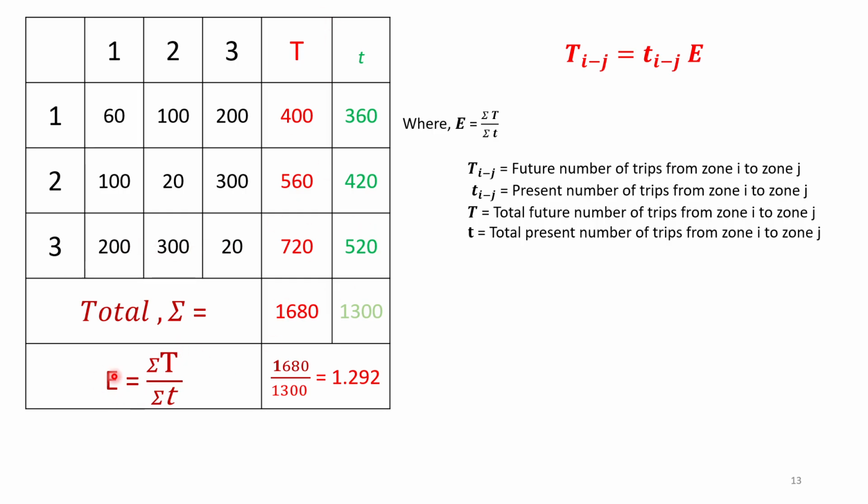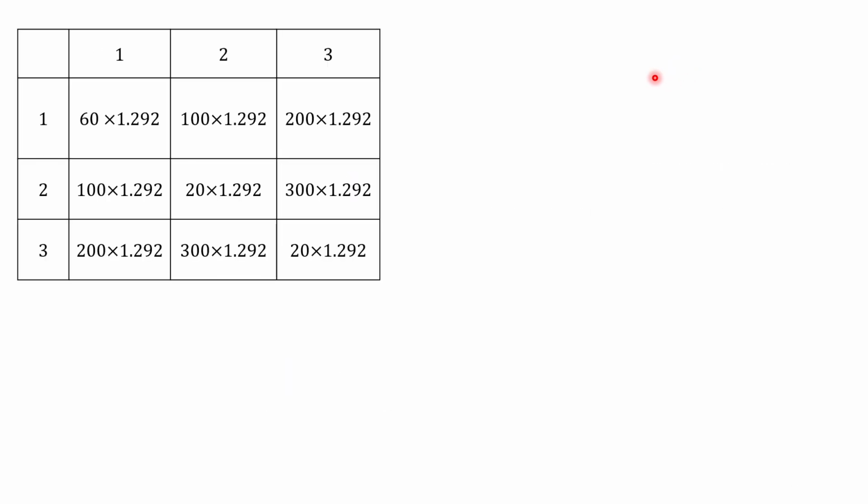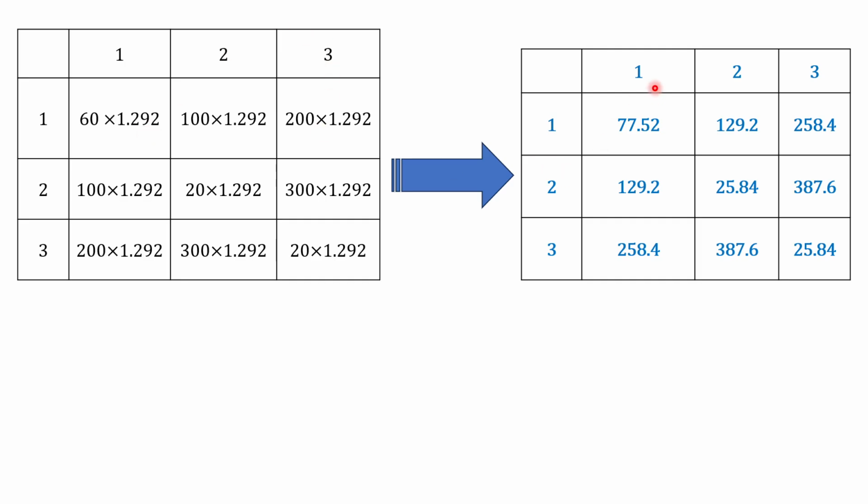In order to calculate the growth factor, we will just find the summation of future trip and present trip. Future trip divided by present trip will give you the growth factor of this OD matrix. So we got a growth factor of 1.292. Now we are going to multiply that growth factor with the present trips. So just multiply each and every Tij with 1.292, which is the growth factor. So you will get the future OD matrix.